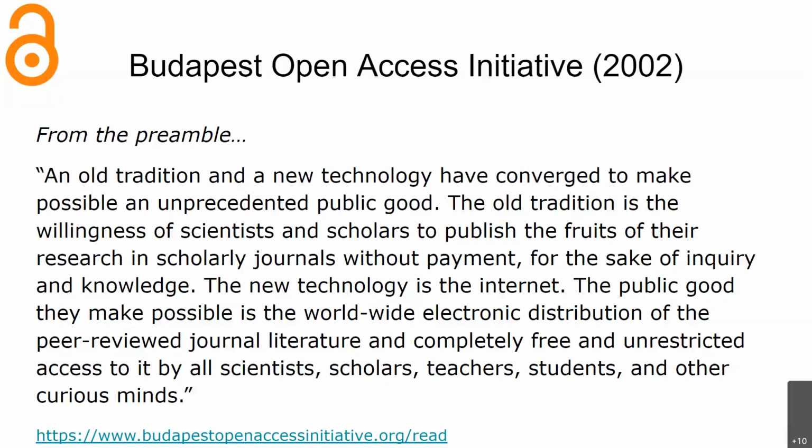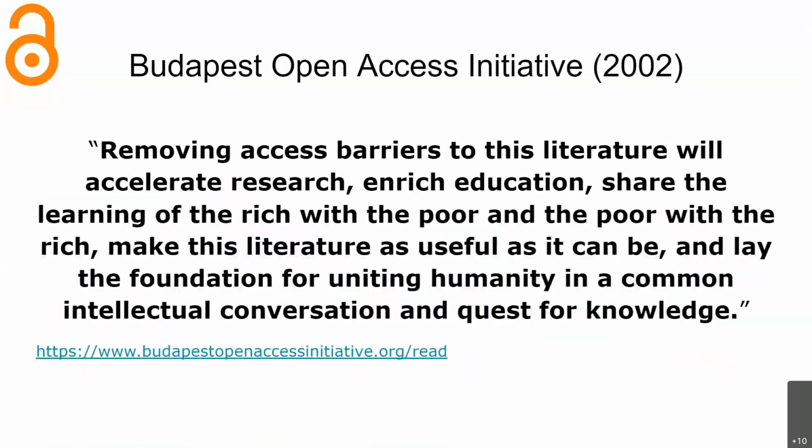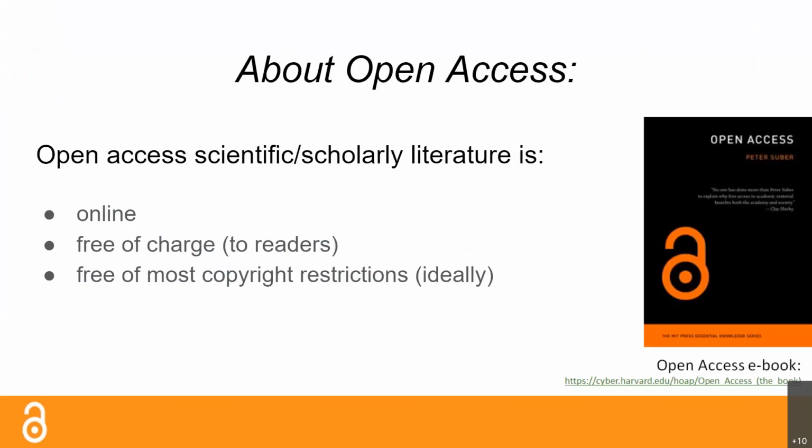So this is from the Budapest Open Access Initiative. This is where the term open access was defined or established, I guess. So this is what open access is. It's removing barriers to this literature, the paywalls. It's removing access barriers that will accelerate research, enrich education, and share the learning of the rich with the poor and the poor with the rich. So there are still barriers like access to the internet, access to technology to access the internet. But as long as you have that, you should be able to access all of this knowledge. That is the goal here. So really what makes this possible is the internet.